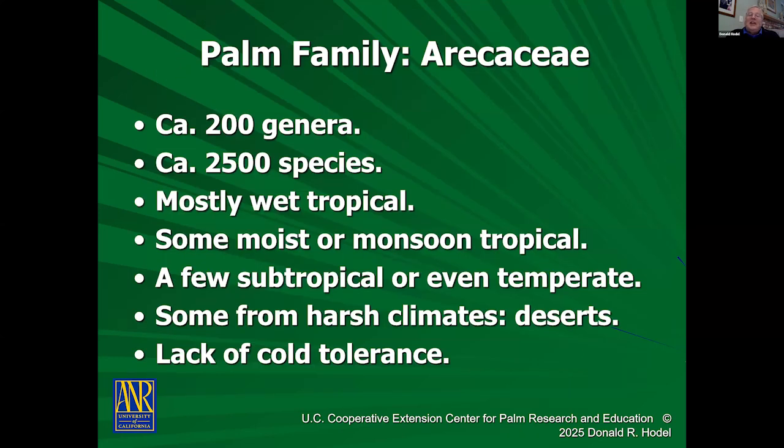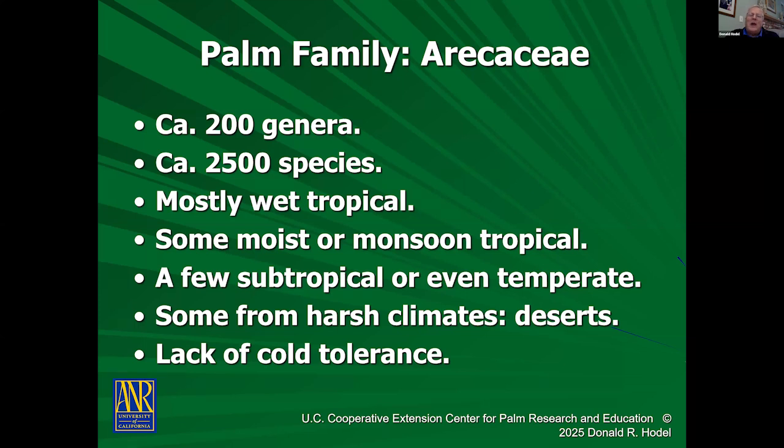There are about 200 genera in the palm family, and each genus, which is singular for genera, contains species, and there are about 2,500 species in the world. That number fluctuates depending on which palm taxonomist is talking or writing at the moment.